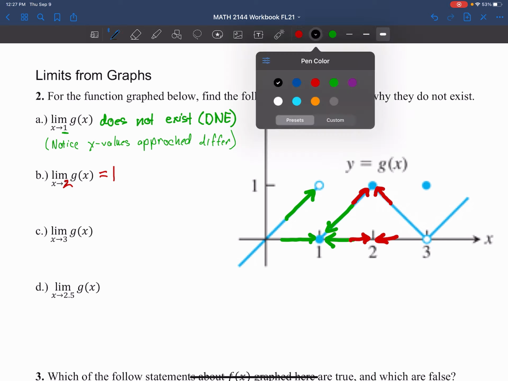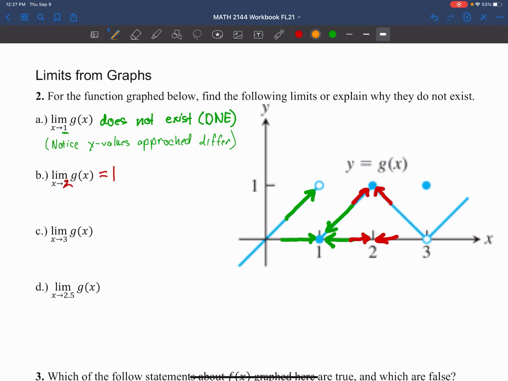Let's do that orange one. So 3. I'm approaching it from the left and from the right, and I'm looking at the arrows on the graph. Are both of the y value arrows pointing to the same y value? What y value am I pointing to? 0. Careful, don't think about the x. Remember, the limit is going to be some y value. So in this case, indeed it is going to be 0. But what is g of 3? g of 3 is 1. g of 3 is up here.